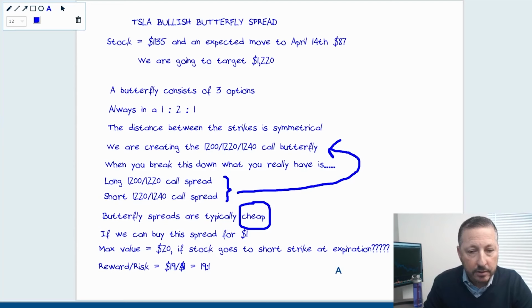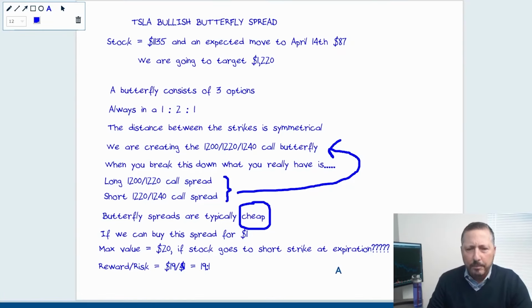All we can ever lose here is the investment we put into this of $1. So even if the stock were to go to 0 or to 10,000, all we could lose is $1. And likewise, regardless of where the stock goes, this can never be worth more than $20. When we typically look at reward to risks on different types of spreads that we're trading, we've discussed this before, we're sometimes looking for 2.5, 3 to 1, maybe a little bit more than that. But you can see here on a butterfly, you're getting a massive amount of bang for your buck.